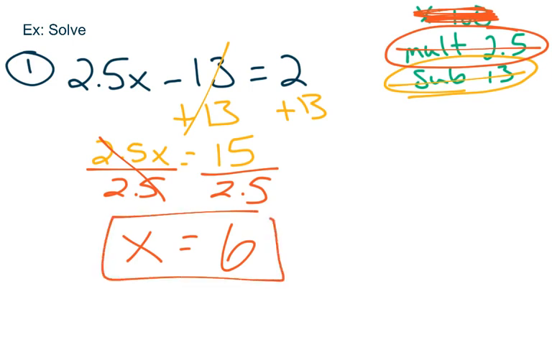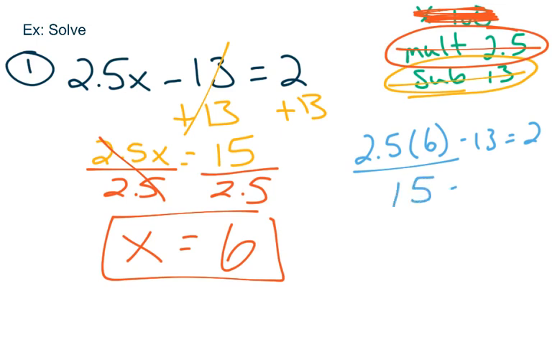Again, if you're not sure if that's the right answer, go ahead and plug that back in. 2.5 times 6 minus 13, we'll see if that's equal to 2. 2.5 times 6, that is 15. Minus 13, yeah, that's equal to 2. It checks out. Okay, so 6 is the right answer there.